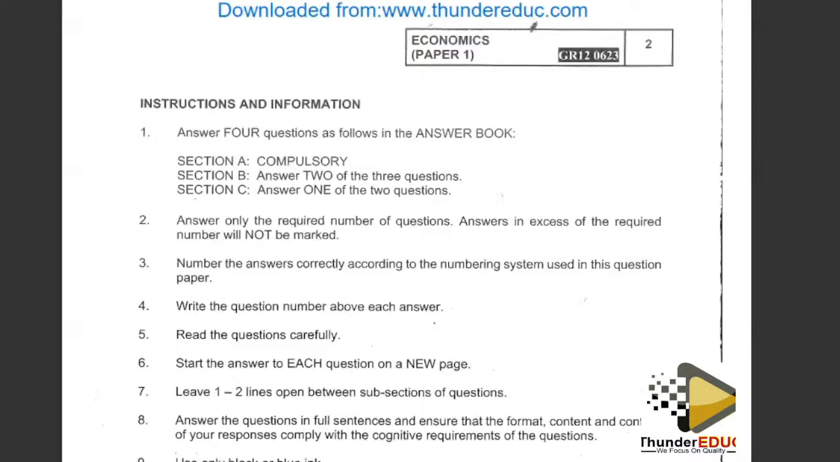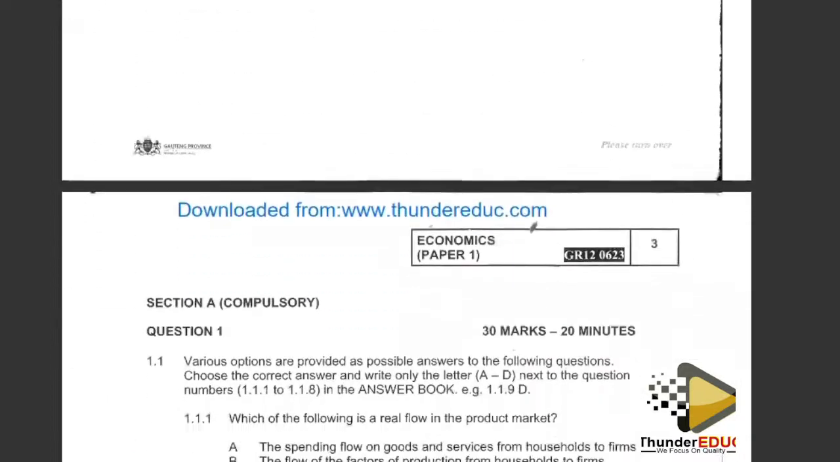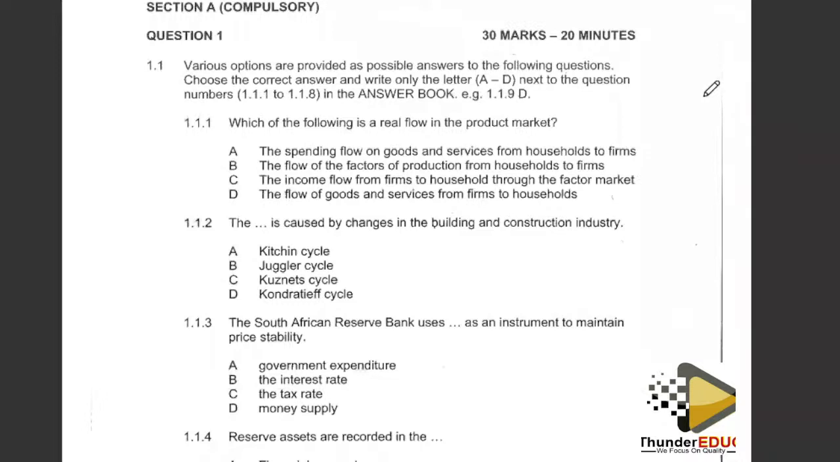Okay, right. So now let's check question one. Question one under section A. We have 30 marks, and the time allocated to complete this section is 20 minutes. Make sure that you run for that 20 minutes whenever you complete this question. Because the moment you fail to go through this question within the stipulated time, it means that you are going to battle to finish the paper.